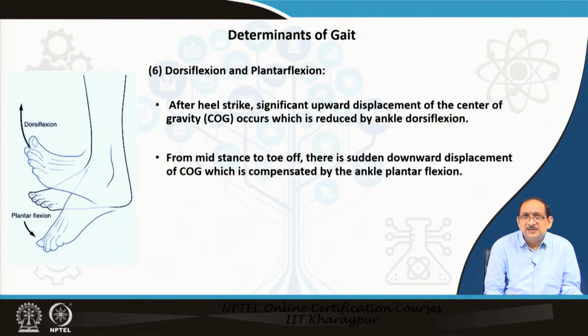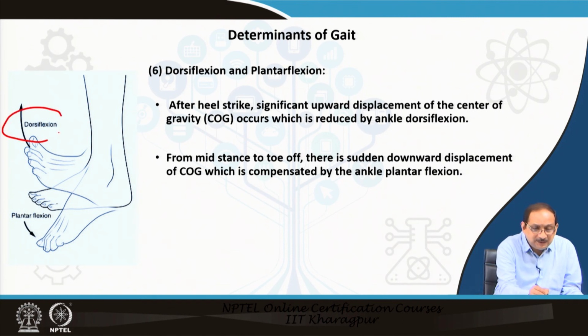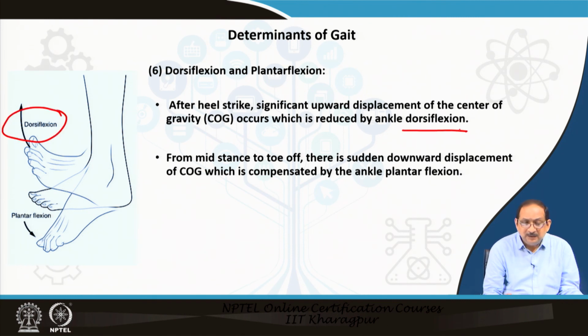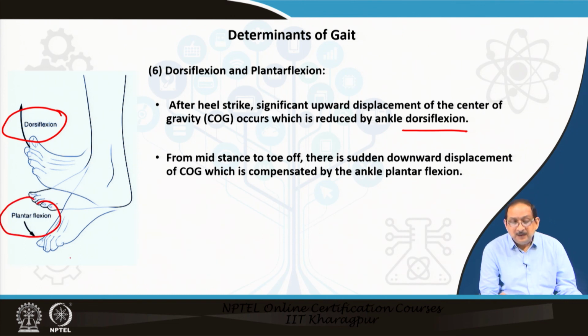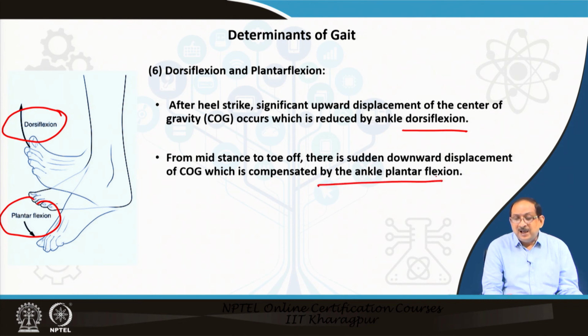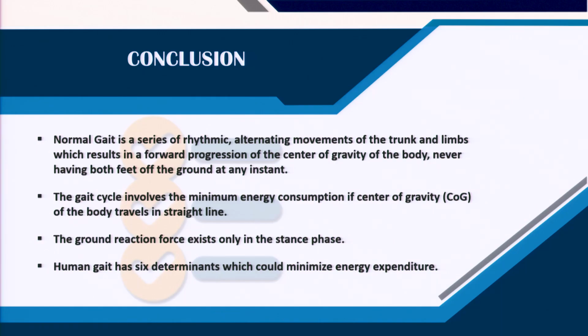The final and the sixth determinant is the dorsiflexion and plantarflexion. After heel strike, significant upward displacement of the center of gravity occurs, which is reduced by ankle dorsiflexion as indicated here in the figure. From mid stance to toe off, there is sudden downward displacement of the center of gravity, which is compensated by the ankle plantar flexion. Let us come to the conclusions of this lecture.